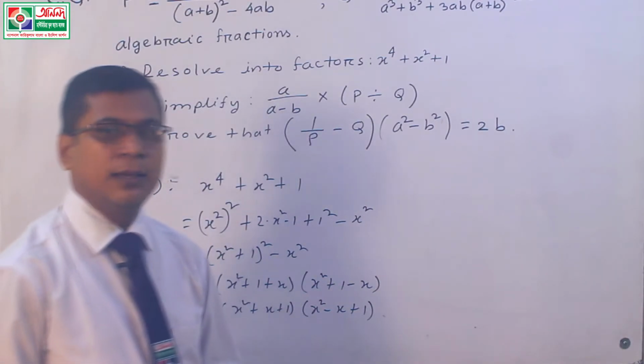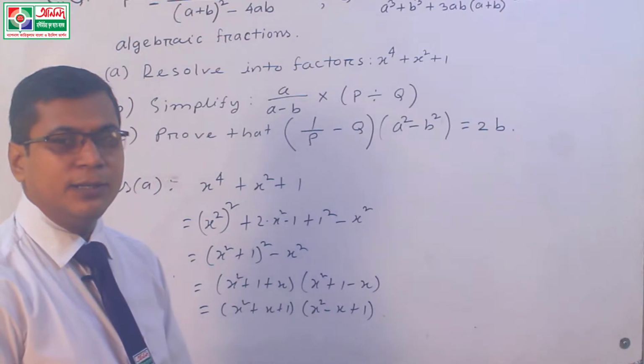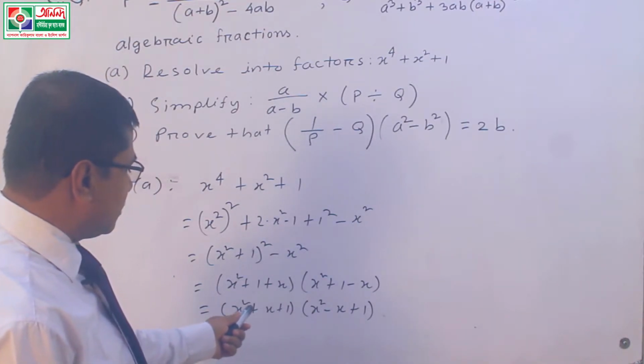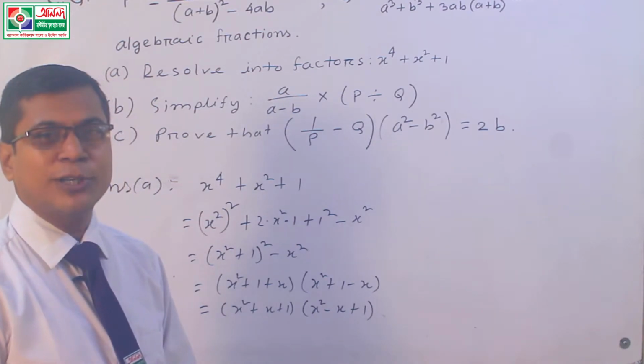Dear students, look at, I have finished question number A, and the resolved form is x square plus x plus 1 into x square minus x plus 1. Now we will do question number B.